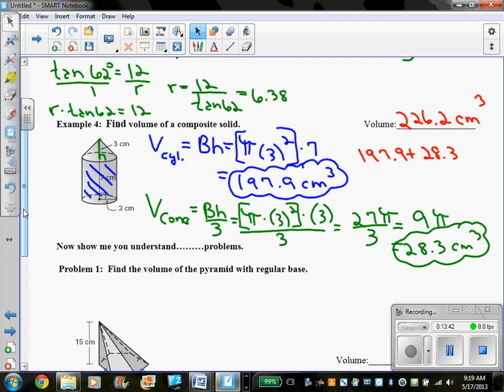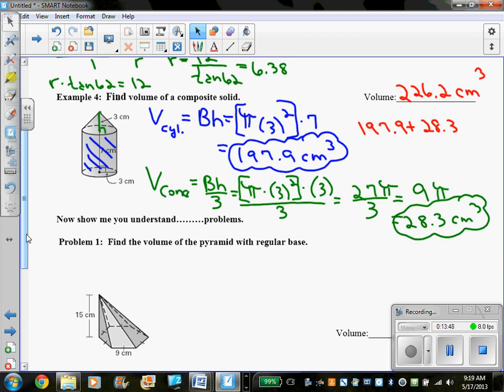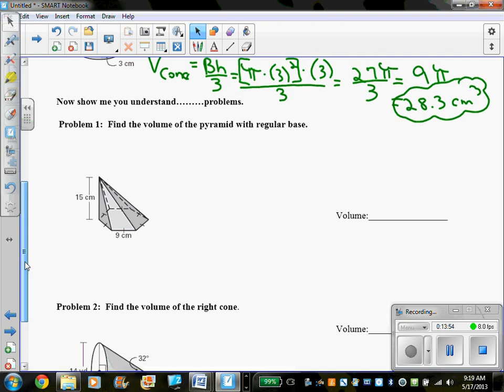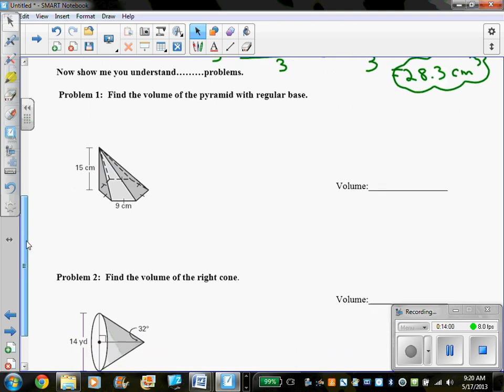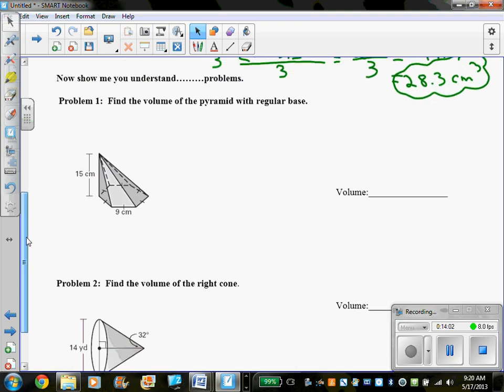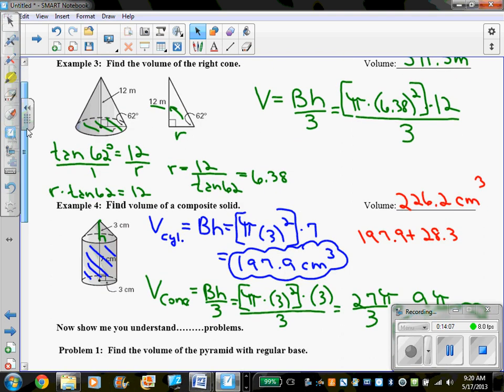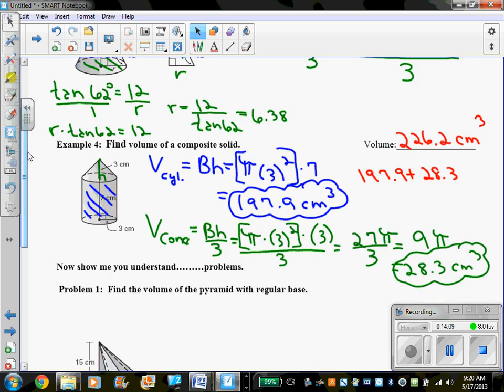Okay, I hope everything was understandable. Now I want to see what you know. So down here it says, now show me you understand these kinds of problems. It says problem 1, find the volume of the pyramid with a regular base. Notice it is a 1, 2, 3, 4, 5, 6. It is a hexagon, much like our first example. And then here, problem 2 is a lot like our example from up here, number 3. So I'll take any questions from you tomorrow.